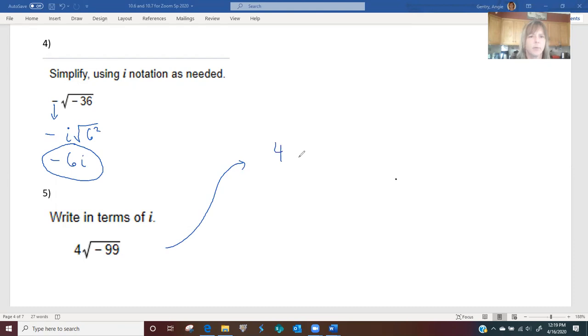4 times square root of negative 1 is an i. And then you have square root of 9 times 11. So 3 squared times 11, right? 9 times 11. And then you would bring that 3 out. So you're going to have 3 times the 4. That gives you 12i square root of 11. That would be your final answer. Not the prettiest radical.